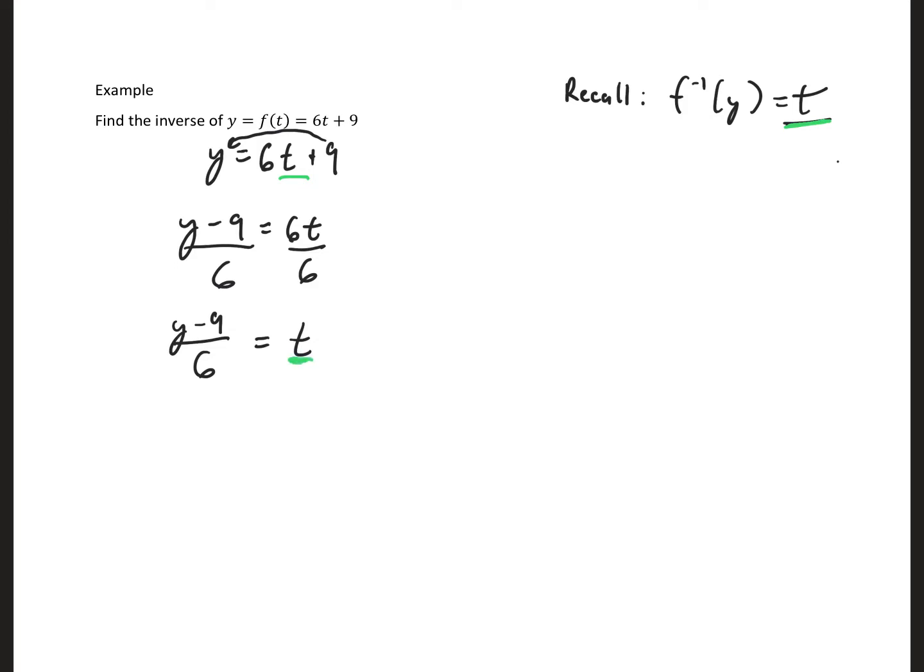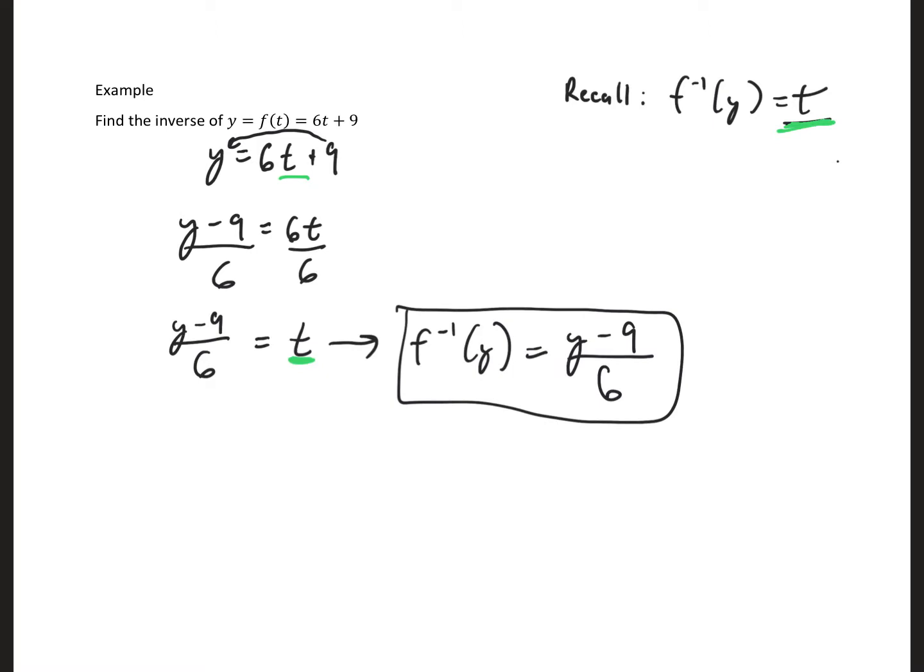Notice again, t is equal to the inverse. T is the inverse. So I'm just going to swap this notation out and say that f inverse of y is equal to y minus 9 over 6. That is the inverse function. Notice how the variable in the inverse function is y. Y is what we're putting in.